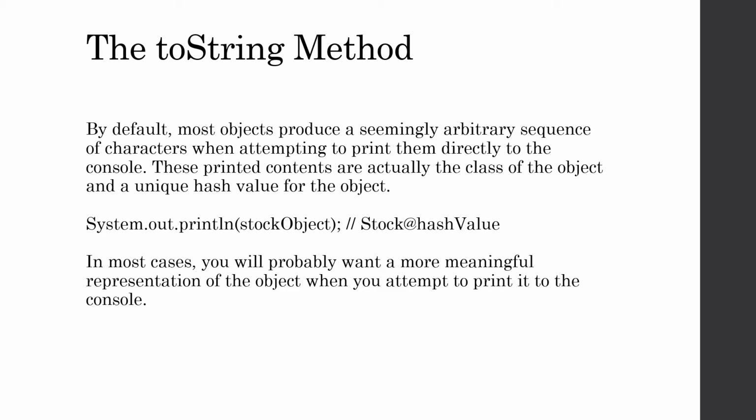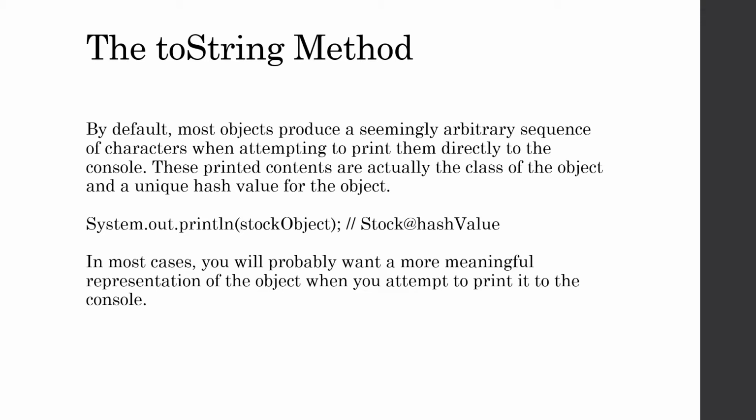So by default, most objects produce a seemingly arbitrary sequence of characters whenever you attempt to print them directly to the console. The problem with that, these printed contents are actually going to be the class of the object and some unique hash value for the object. So in this video, what I want to take a look at is making use of the toString method to produce a more meaningful representation of the object whenever you attempt to print it to the console.